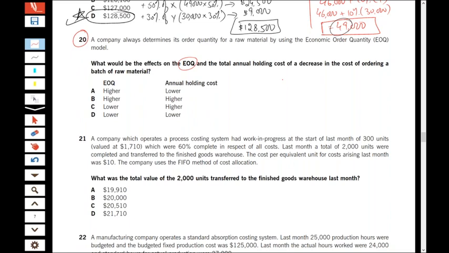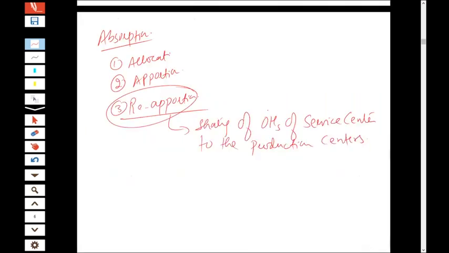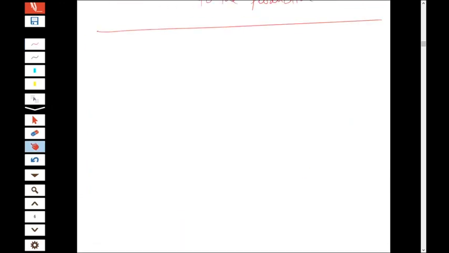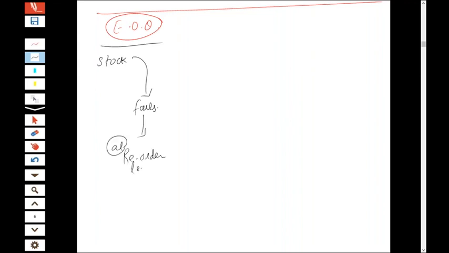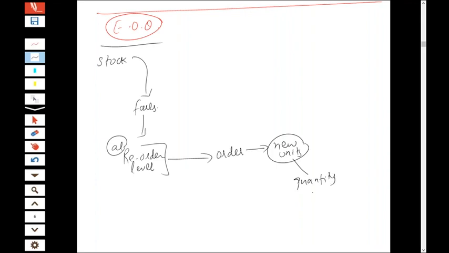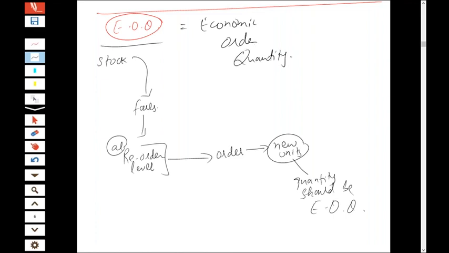EOQ, economic order quantity. Now, before going to answer this question, I think I should explain the concept of economic order quantity. Now, listen, what is EOQ? See that when your stock falls at reorder level, you order new units, and that new units quantity should be EOQ. Now, what do you mean by the term economic order quantity? I'm now going to explain it in the next slide. Have you copied this?